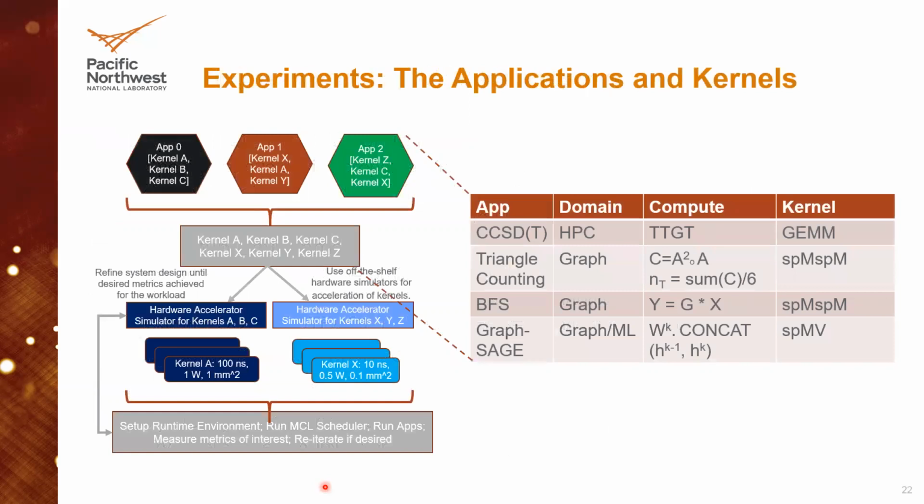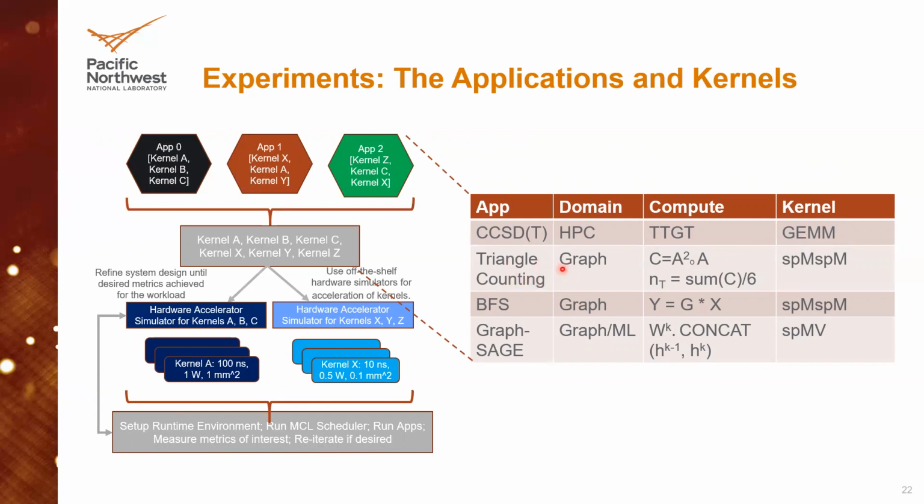So this is an example flow one might take, but this is just what we have done for the experiment for this work, demonstrating this workflow. We have chosen a few applications from HPC and graph domains. CCSC is a computational chemistry application, and it has tensor contraction, which is decomposed into transpose, gem, transpose. So the major kernel here is a dense gem, which needs to be accelerated.